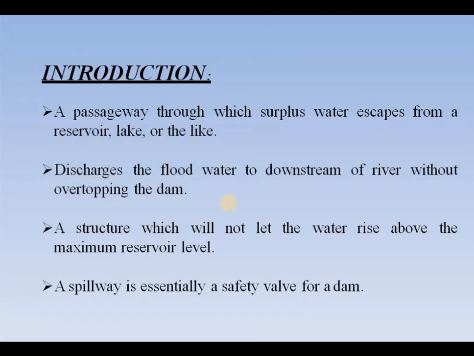So basically, a pathway through which surplus water escapes from a reservoir or lake is a spillway. A spillway discharges the flood water downstream of the river without overtopping of the dam, and it is a structure which will not let the water rise above the maximum reservoir level. A spillway is essentially a safety valve for a dam, as I said in the previous slide.